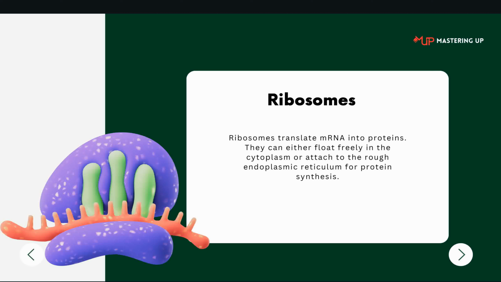And the other important term is ribosomes. Ribosomes are the molecular machines responsible for translating mRNA into proteins. These organelles can be found either floating freely in the cytoplasm or attached to the rough endoplasmic reticulum. Thus, they will facilitate the synthesis of proteins.